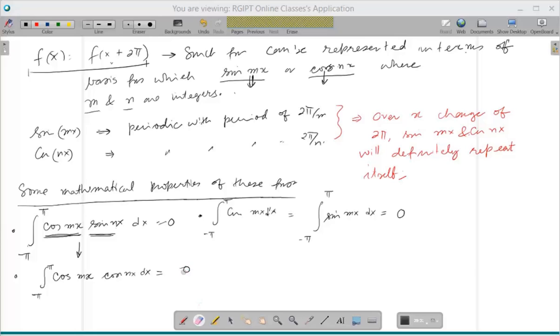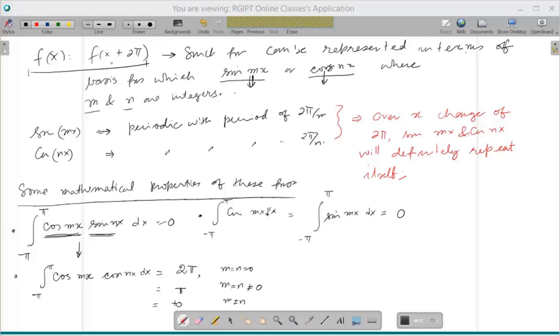It turns out to be equal to, let's say, first case, m and n are equal and they are equal to 0. So if m is equal to n equal to 0, then I have 1 plus 1 dx, that is simply 2 pi. When m is equal to n and not equal to 0, then what is going to be the value? You can check that, it turns out to be pi. And when m and n are not equal, then it turns out to be 0.